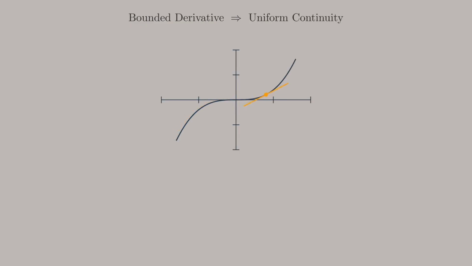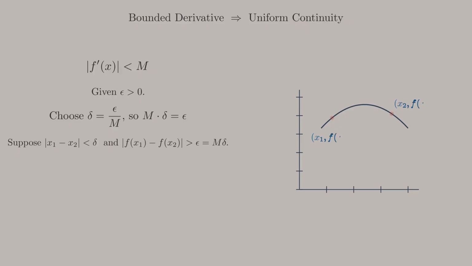Let's say that we know that our function is differentiable and the derivative is bounded. Then we can still say that the function is uniformly continuous. So suppose f prime is always less than big M in magnitude. Again, we can pick any positive epsilon and let delta be epsilon over big M, so M times delta equals epsilon. Now, pick two x values less than delta apart, and suppose that the difference in their function values is greater than epsilon, which equals M times delta.